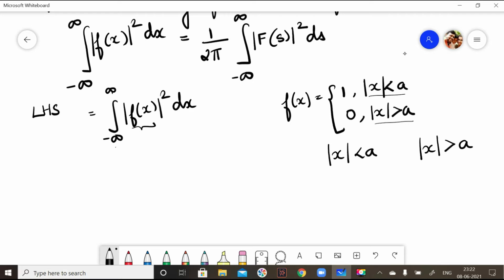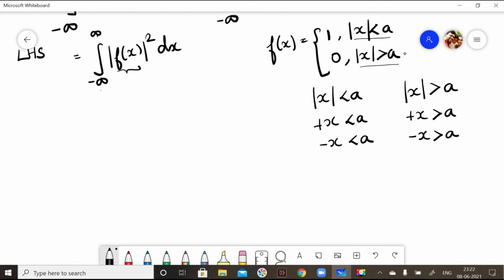Okay, so what is the meaning of modulus of x? It is plus x less than a, minus x less than a. Similarly here, plus x greater than a and minus x greater than a. So what I will do here, plus x greater than a, I will keep it as such, whereas plus x less than a, I will keep it as such, whereas minus x less than a, I will change it as x greater than minus a. Both mean the same. Likewise here, plus x greater than a, I will keep it as such, whereas minus x greater than a, I will write it as x less than minus a.